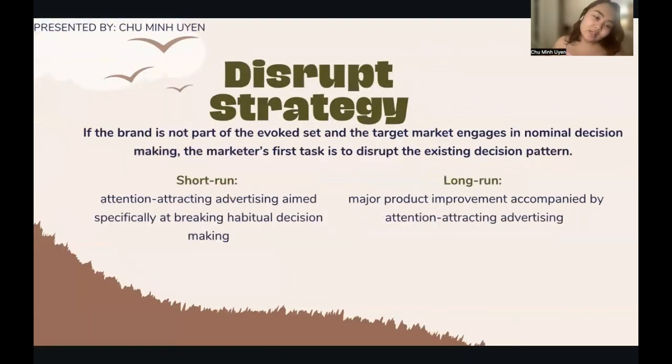The disruptive strategy is used when the brand is not a part of the evoked set and the target market engages in nominal decision making. The marketer's first task is to disrupt these existing decision patterns. In the long run, they could have a major product improvement accompanied by attention-attracting advertising, while in the short run they can do attention-attracting advertising aimed specifically at breaking the habitual decision-making process.